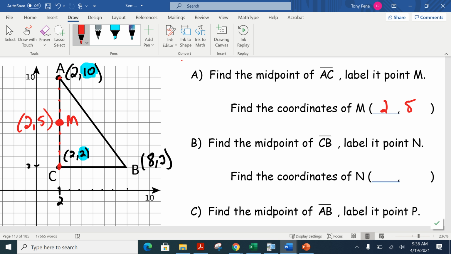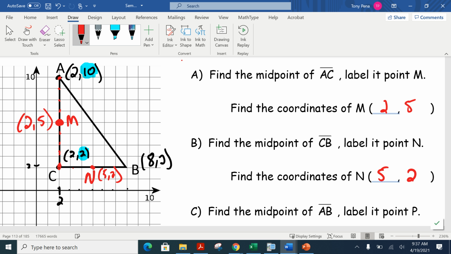All right, Megan, you wrote something down. What do you got? 5, 2. Good. She said 5, 2. I believe that is correct. So 3, 5. Yeah, so we're right here. That is point N. And that is the point 5, 2.